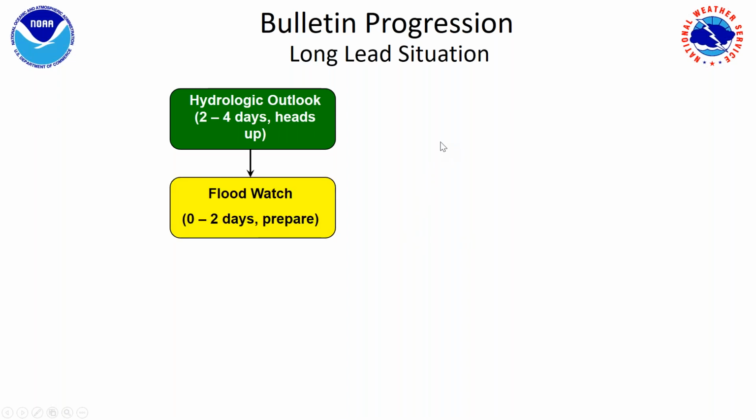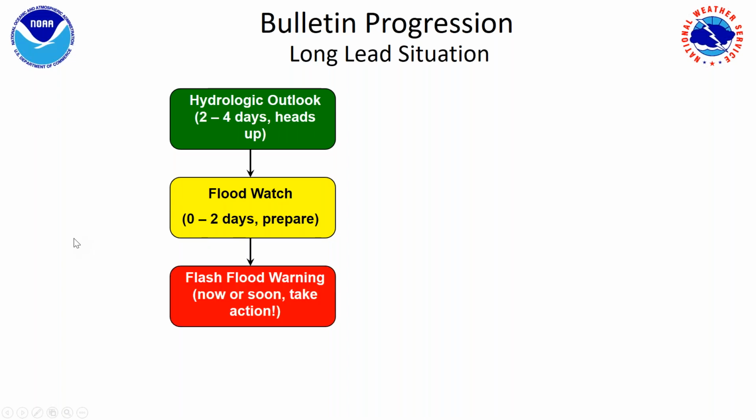Now, as you get closer to the event, and it's really starting to look like you're going to have an event that's going to produce flooding that's a threat to life and property, and within a 2 day time frame, then you could issue a flood watch. And emphasis here is on preparation. The event hasn't started yet, and so you're not really expecting people to react necessarily. It's just that you want folks to be aware and to take whatever precautions or do whatever preparations that they need to do in order to mitigate impacts from the potential flooding that's going to be coming in.